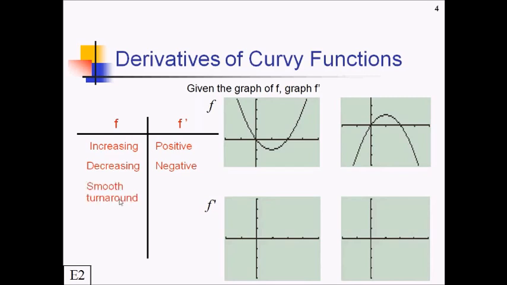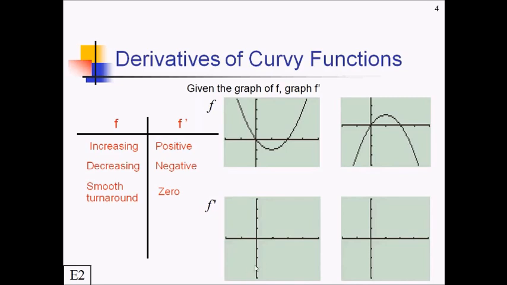And when you have a smooth turnaround, like right here where you're changing from a negative slope to a positive slope, you're going to have to go through a slope of 0 right here to do that. So with that in mind, let's see if we can tell what these graphs should look like. So on this first parabola, over here, we're decreasing at a pretty decent rate. So that means we're going to start off in negative land for our derivative.